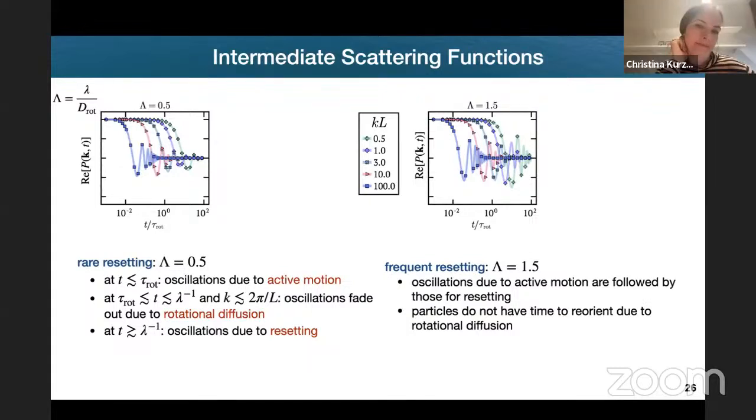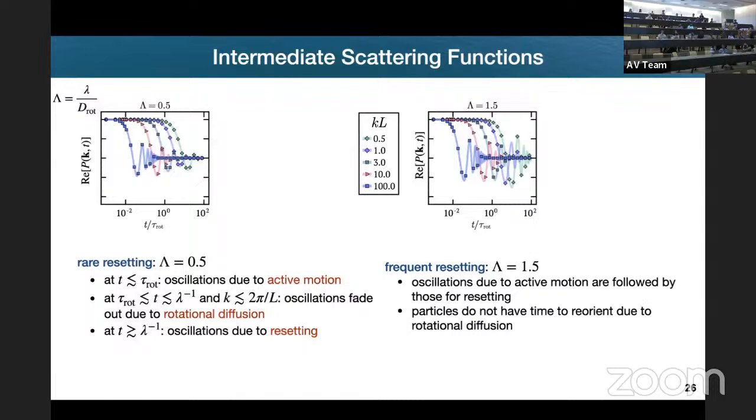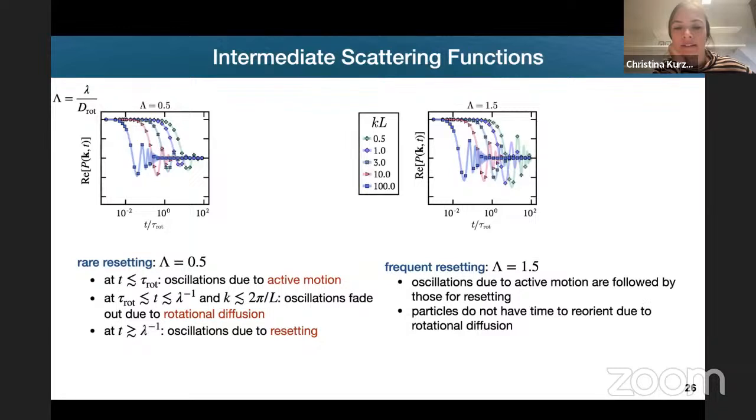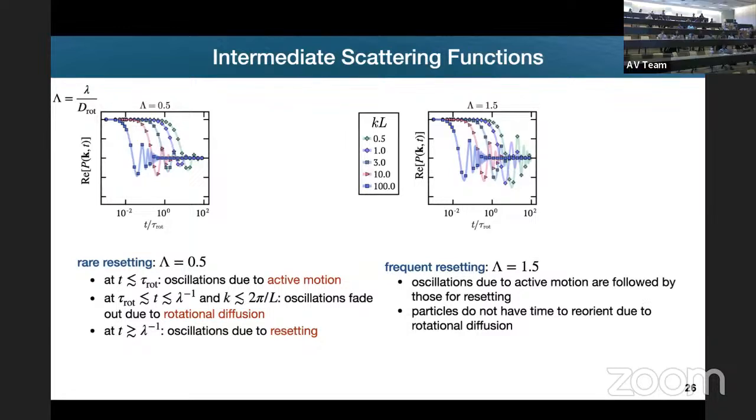Yeah. Okay. Hello. Sure. The question is, you are saying that if rare resetting is there, it is 0.5 and frequent resetting is 1.5. So how can one decide what the lambda factor should be for our experiment?